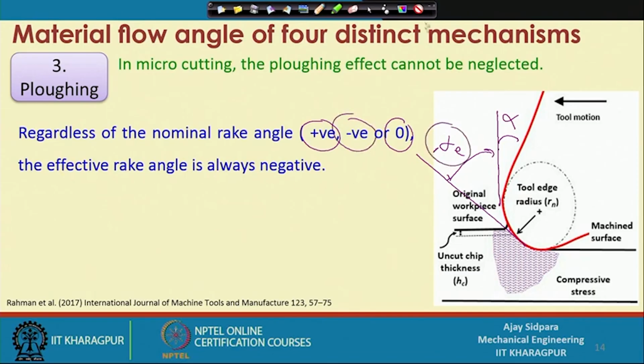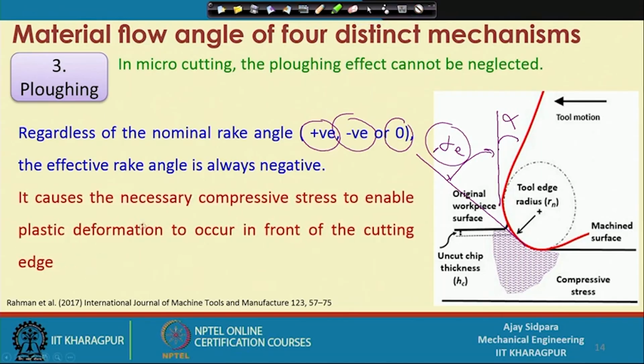So, that is what is happening here in this case, and it causes the necessary compressive stresses to enable plastic deformation to occur in front of the cutting edge. So, this is our cutting edge. So, this whole thing behaves as a cutting edge, wherever your uncut chip thickness is coming into contact and then it is leaving the machined surface. So, this whole part will behave as a cutting edge, right.